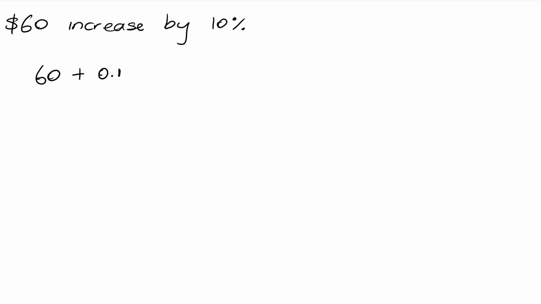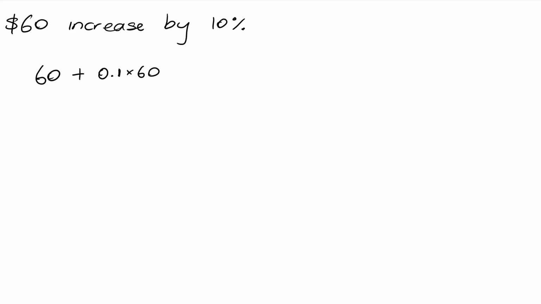Alright, so we're going to look at increasing and decreasing percentages in this video right here. So let's look at an example. Let's just say I had $60 and I wanted to increase this by, let's say, 10%. So what we'll do is we'll write down our number, 60. Obviously, we're looking to increase, so we're looking to add. And 10% as a decimal is 0.1. And we'll multiply that by 60.